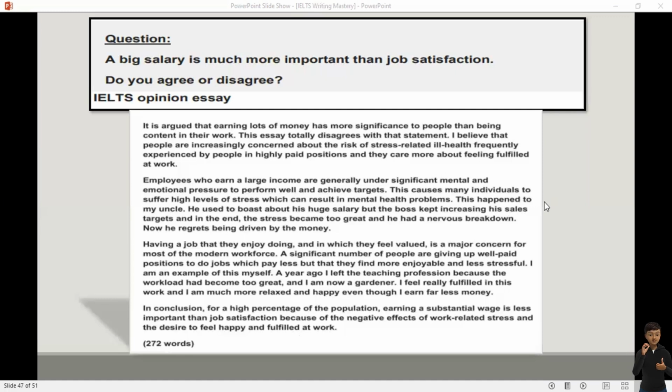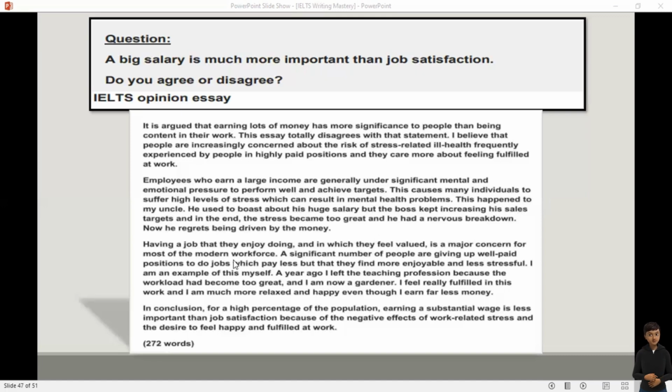This happened to my uncle. He used to boast about his huge salary, but the boss kept increasing his sales targets, and in the end the stress became too great and he had a nervous breakdown. Now he regrets being driven by the money.